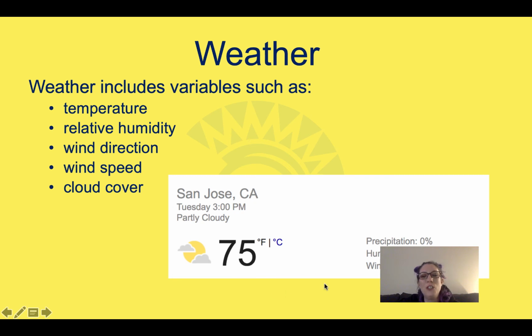But every single thing here is going to be weather. Tuesday at 3 p.m., partly cloudy, 75 degrees Fahrenheit. Precipitation is 0. Humidity is 52. Wind is 11 miles per hour. These are very precise things that are happening on Tuesday at 3 p.m. I don't know which Tuesday, though.